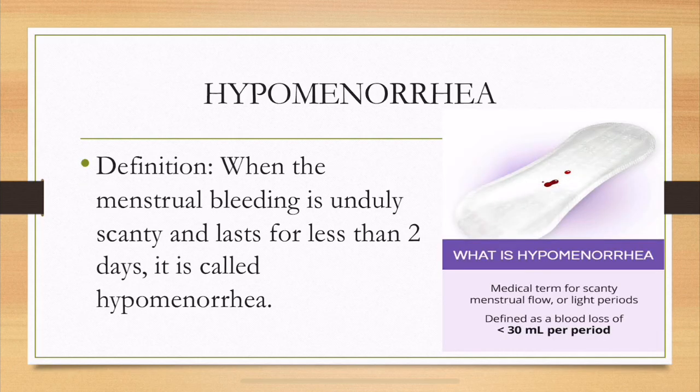Now we are going to discuss hypomenorrhea. Oligo is more than 35 days apart. Hypomenorrhea, when the bleeding is scanty and it is lasting for less than 2 days. When the bleeding phase is less than 2 days and the quantity is very scanty, it is hypomenorrhea.